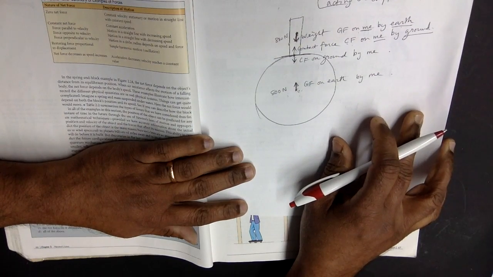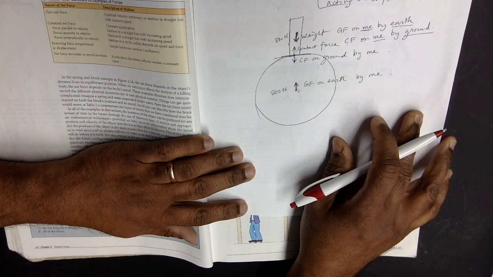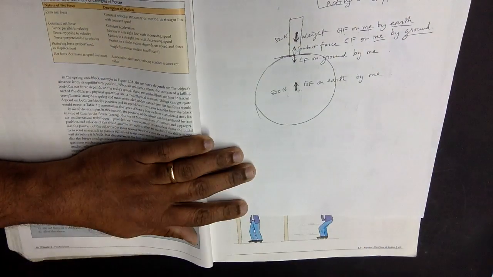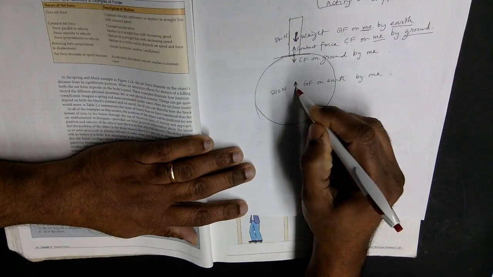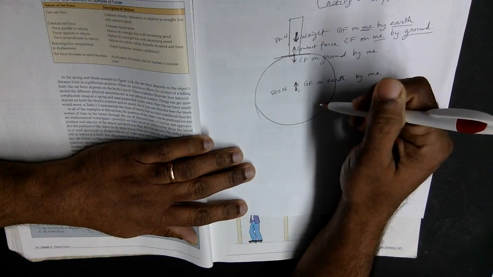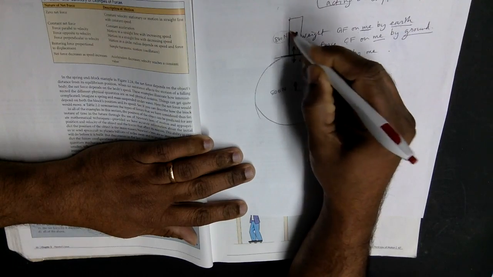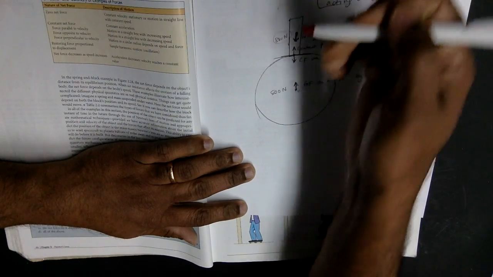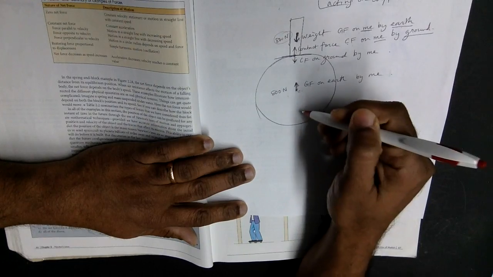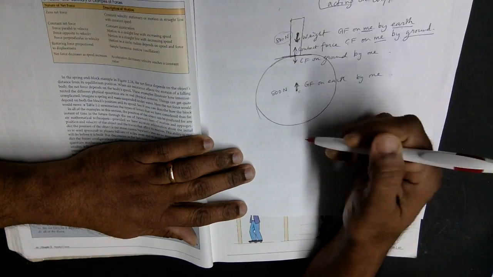So I can laugh it off, but maybe I have to cry later on because my face will be severely damaged. So who's going to be affected? That is something else. For example, if I jump out of a building, then this 800 Newton is the force with which the earth is pulling me down. And what am I doing in return? I'm pulling the earth up with 800 Newtons.